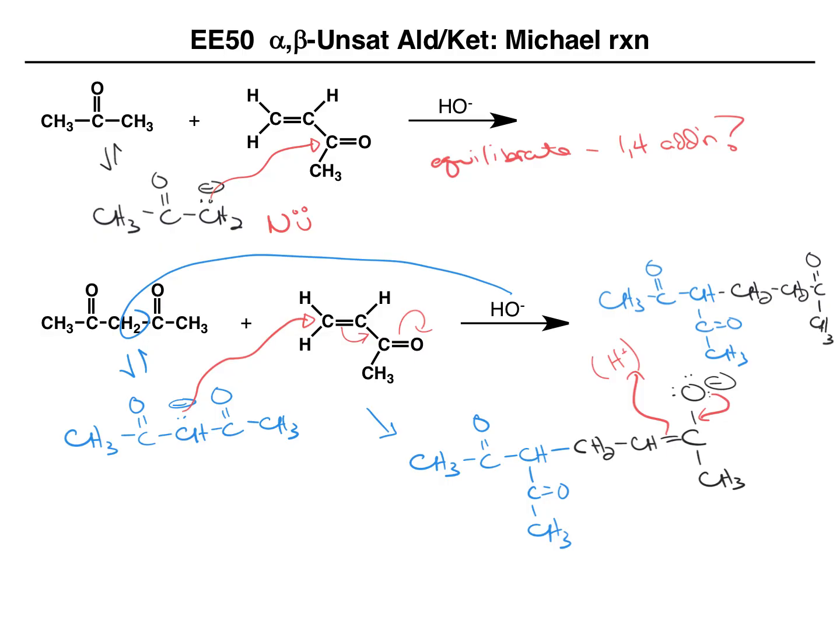So we can do 1,4 addition using an enolate as the nucleophile. So conjugate addition or 1,4 addition using a carbon enolate as the nucleophile, this is called the Michael reaction. So focusing on the alpha beta unsaturated ketone, what we have then is the enolate added to the 4 position. So it is conjugate addition or 1,4 addition. Next, let's look at a couple other examples.